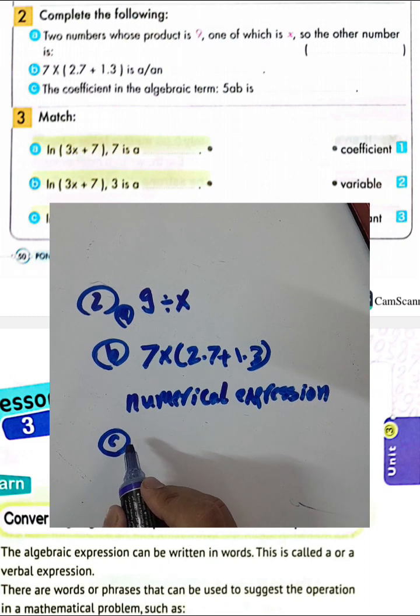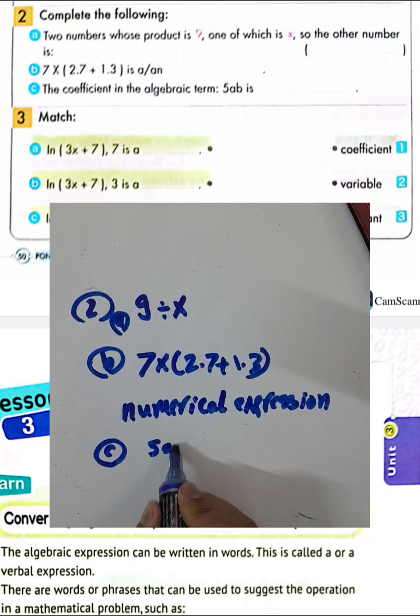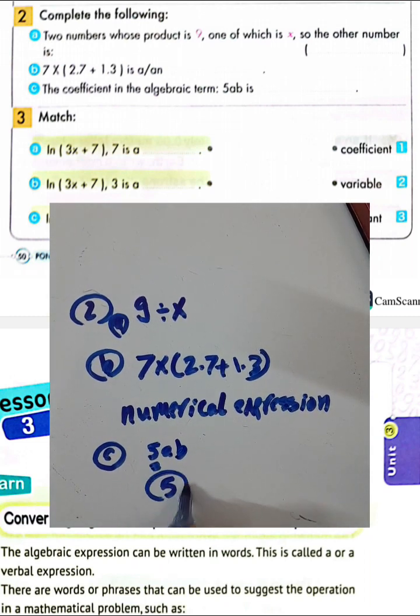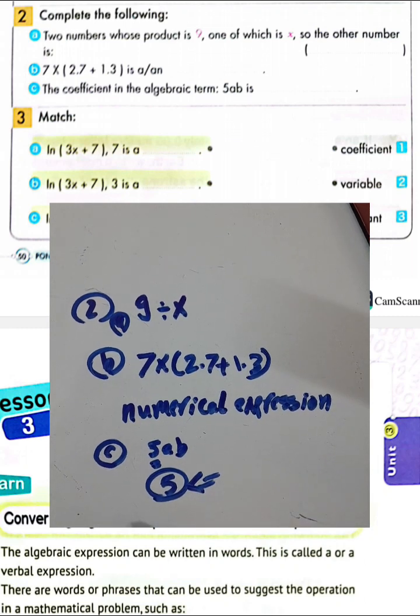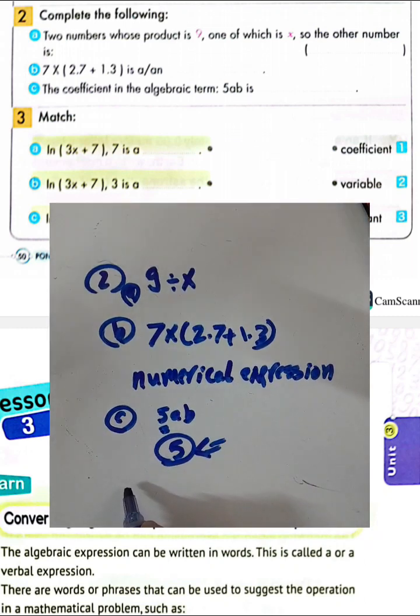Question letter C. The coefficient in the algebraic expression 5x. 5, we call it the coefficient. 5 is the coefficient. Okay. 5 is the coefficient. Write 5 here.